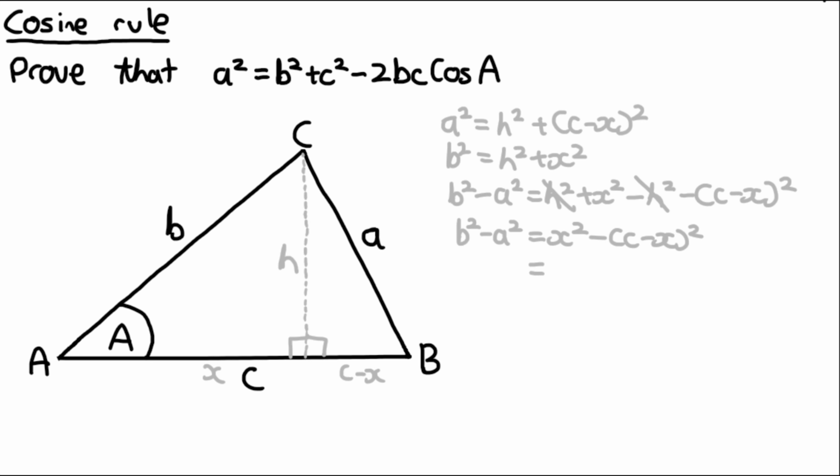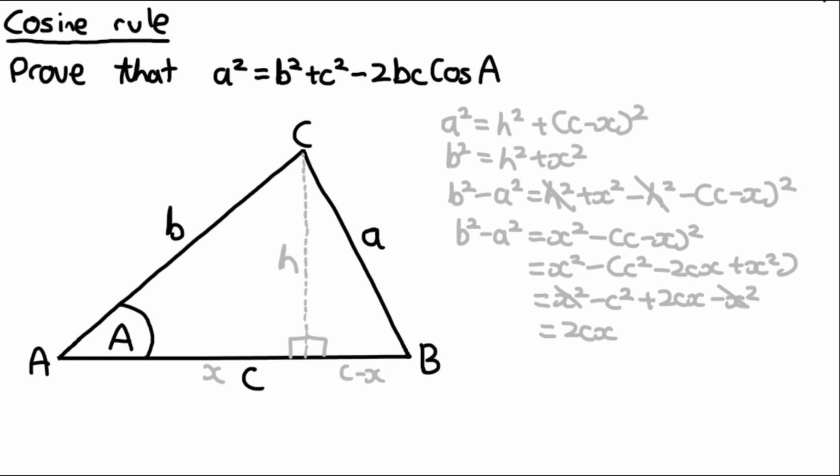We can expand the brackets: x squared minus (c squared minus 2cx plus x squared). Expanding the brackets again, remember to flip all the signs, we get x squared minus c squared plus 2cx minus x squared. These two x squared terms cancel out to get 2cx minus c squared. So b squared minus a squared equals 2cx minus c squared.